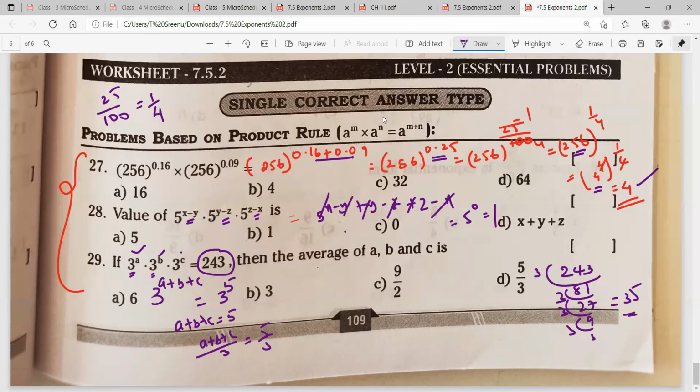But in the question they asked for the ABC average. Average in the sense sum of terms by number of terms. If 3 letters are there, by 3. Answer is 5 by 3.